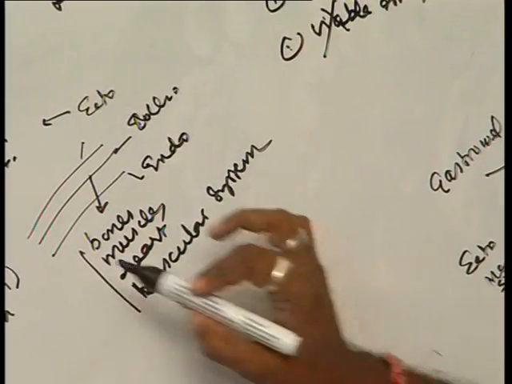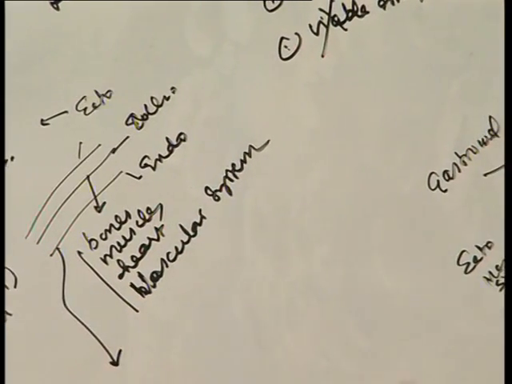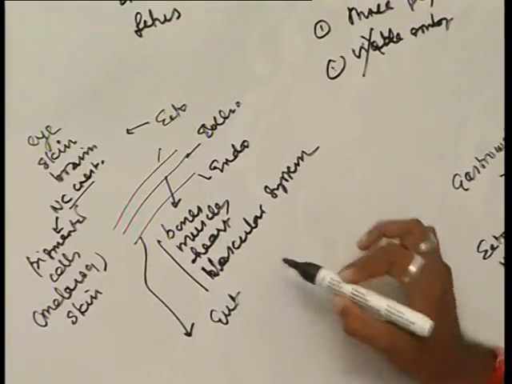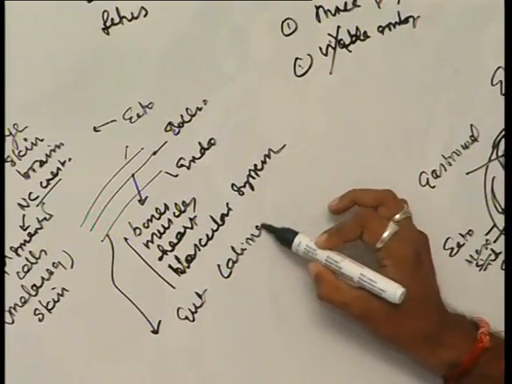Let us go into the endodermal one. The one that is present inside is none other than the gut or alimentary canal.